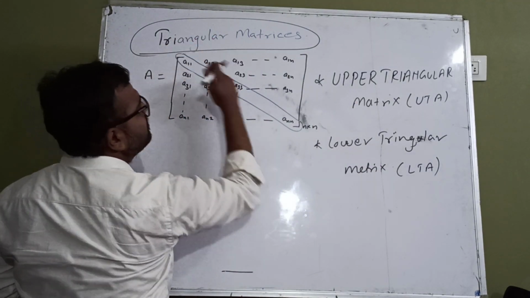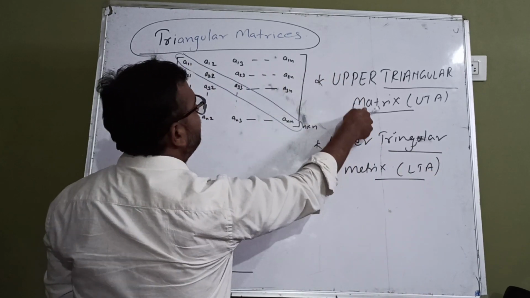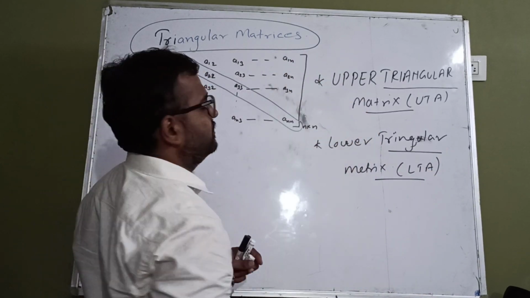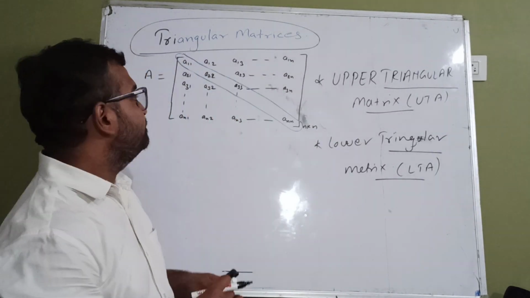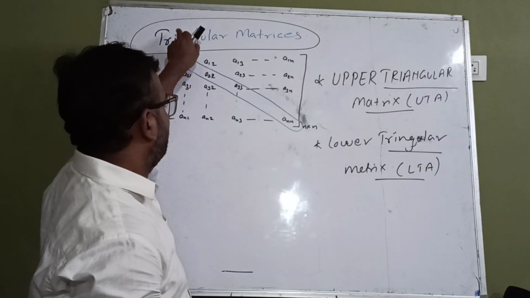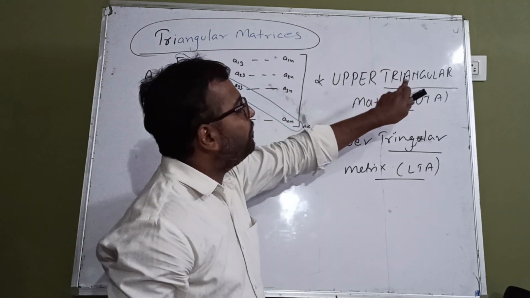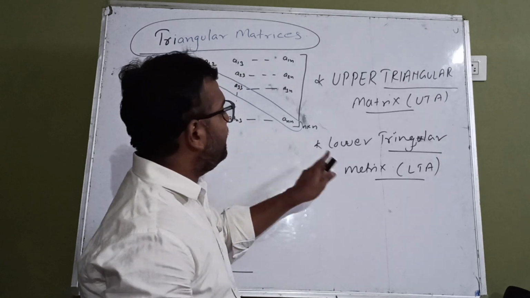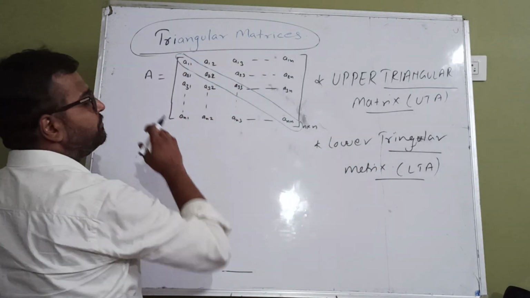By name it is clear: triangular matrix. So upper triangular matrix and lower triangular matrix. It means that a triangular matrix is a matrix which can be either upper triangular or lower triangular. Now what is an upper triangular matrix? We have discussed it in the previous lecture.